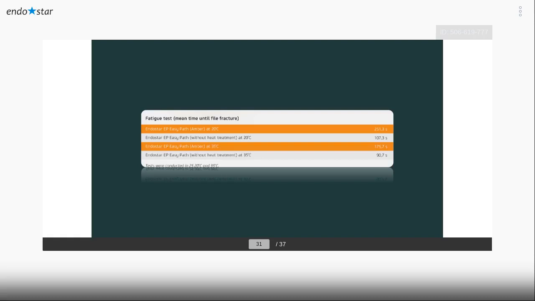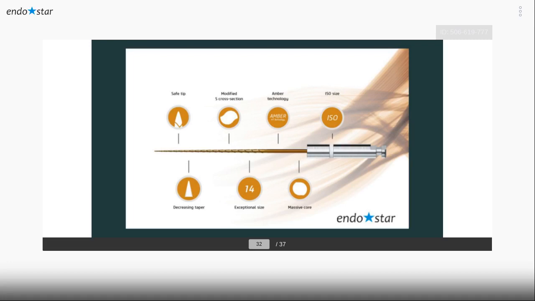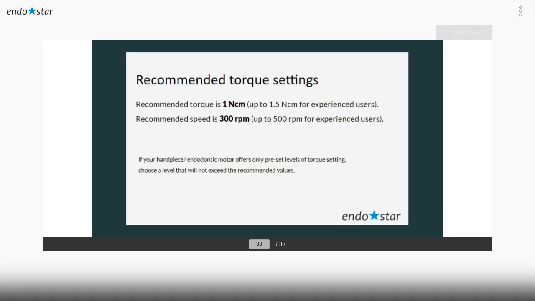This is extremely important while using these files: the torque setting. We need to use these files at a low torque. A torque of 1 Ncm is more than enough to produce the desired result using these files. The recommended speed of rotation is around 300 RPM. Yes, this file can also be used in the reciprocating mode, provided the clockwise motion is more compared to the counterclockwise motion. It can also be used in the OTR mode, again, provided the clockwise is more than the counterclockwise.